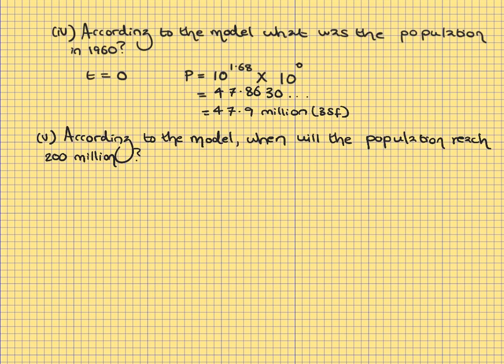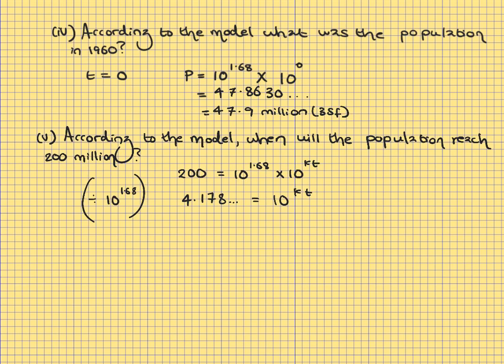Part 5. According to the model, when will the population reach 200 million? So we're saying that our p-value is 200, and this equals 10 to the 1.68 multiplied by 10 to the power of kt, and we're going to use our exact calculator stored version of k. So let's divide by 10 to the 1.68 first of all, and this gives us 4.178, etc., equals 10 to the power of kt.